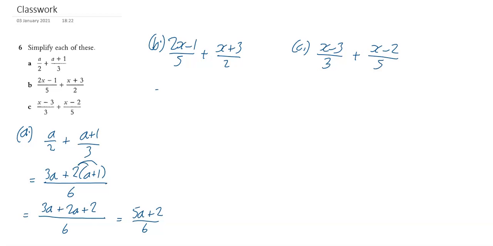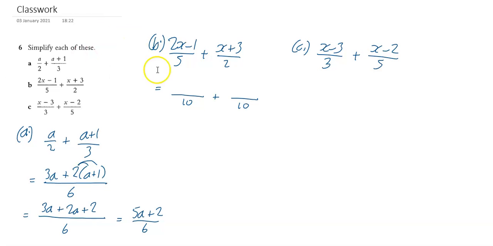Okay, in part B, I'm going to show a slightly different way of setting it out, but it's the same idea really. I'm just going to make it look like two different fractions. So we're adding fifths and halves, so our common denominator is going to be 10. So I'm going to keep it as two separate fractions at the start, and then I'll put it all together as one fraction at the end.